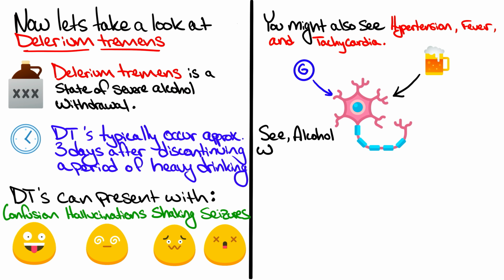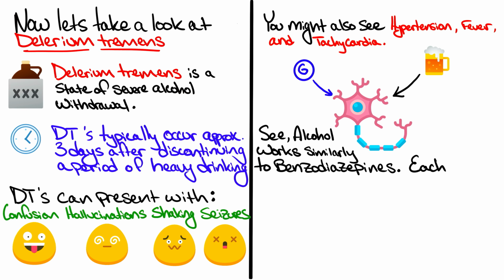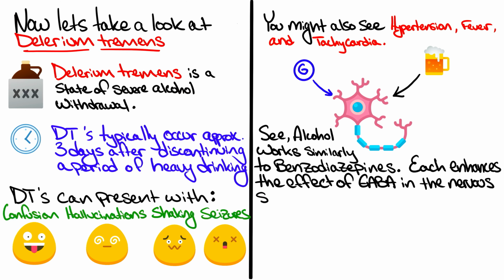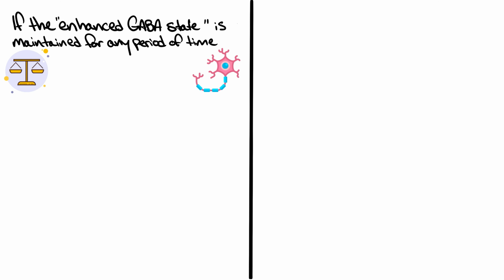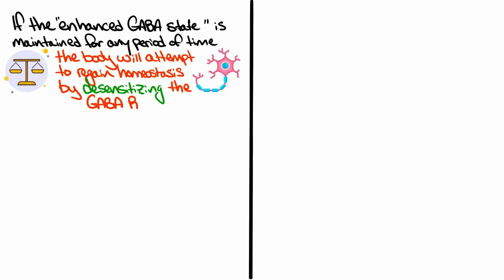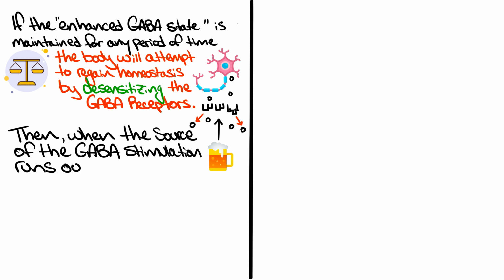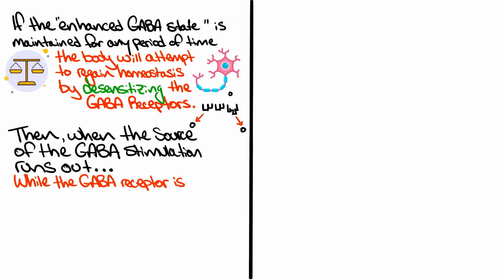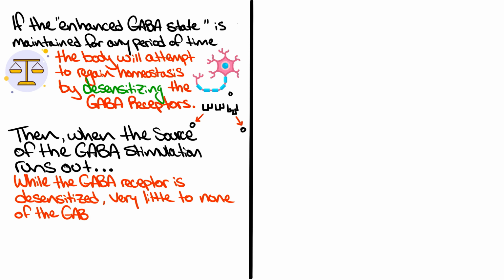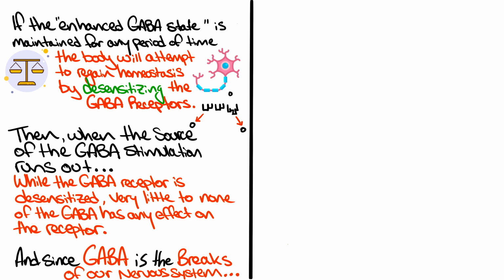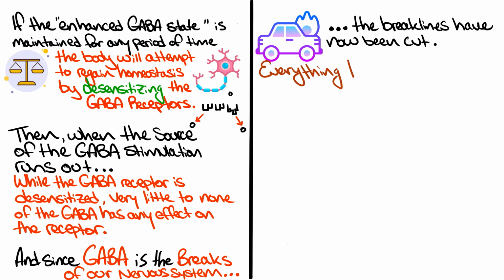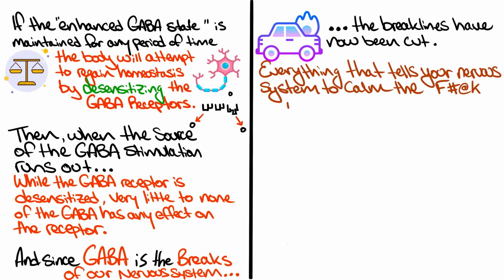See, alcohol works similarly to benzodiazepines. Each enhances the effect of GABA in the nervous system. If the enhanced GABA state is maintained for any period of time, the body will attempt to regain homeostasis by desensitizing the GABA receptors. Then, when the source of the GABA stimulation runs out while the GABA receptor is desensitized, very little to none of the GABA has any effect on the receptor. And since GABA is the brakes of our nervous system, now the brake lines have been cut. Everything that tells your nervous system to calm the f*** down is gone.